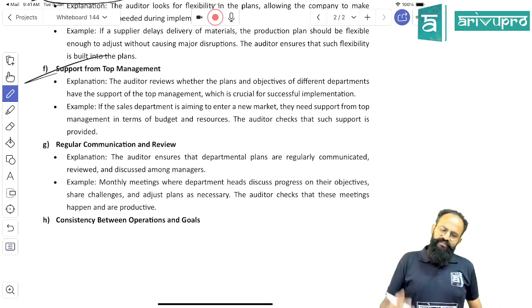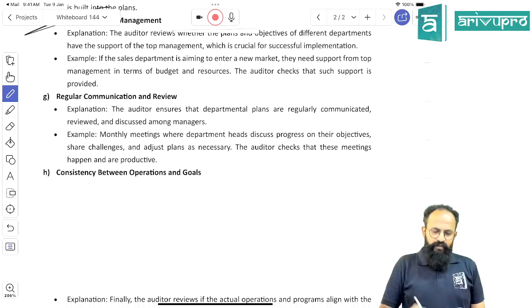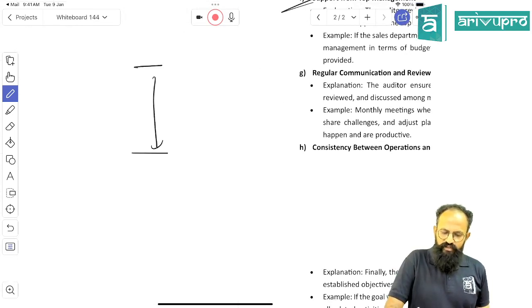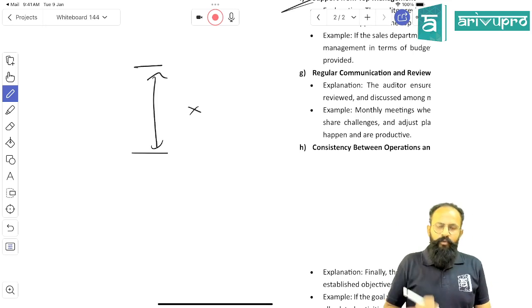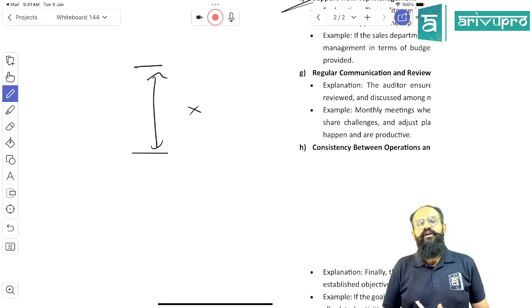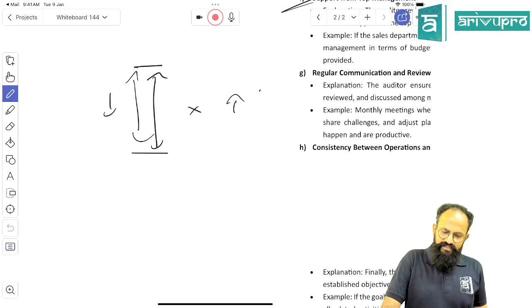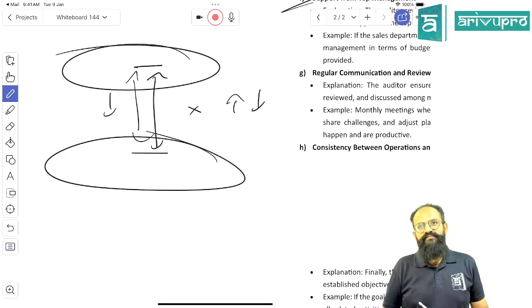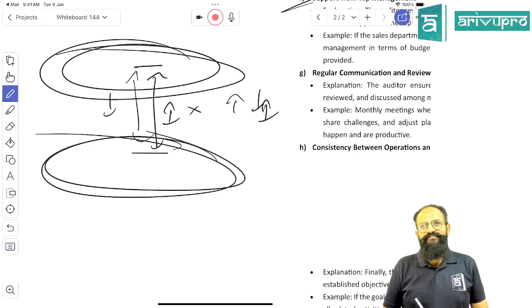Support from top management. Obviously, is top management sitting somewhere, or are they helping at the ground level? Always remember, one of the authors says the gap between the top management and the ground staff is directly proportional to the failure of the company. Meaning what, people? The more the gap, the more the failure. The less the gap, the less the failure. Because a person who sits here should always be aware of what happens at the ground level, and the person who sits here should know what is happening at the top level. If the gap increases here, the gap will increase here.